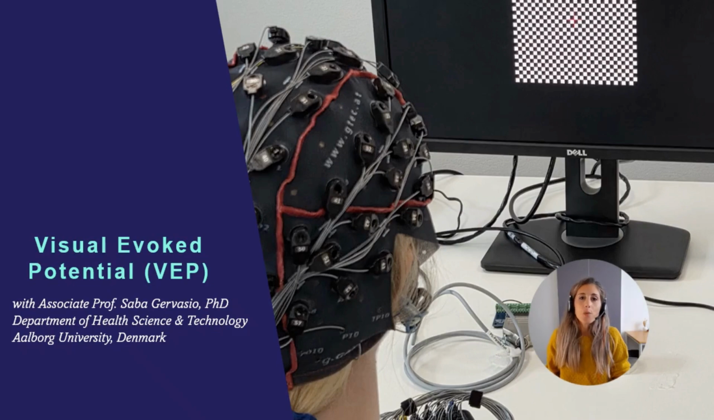In this video, we will introduce visual evoked potential, an important EEG-based method which is used to study how the brain responds to visual stimuli. A visual evoked potential is a brain response triggered by a visual stimulus, like a flashing light or a pattern on the screen. It is recorded using EEG electrodes placed on the scalp, especially over the occipital lobe, the part of the brain which is responsible for vision.